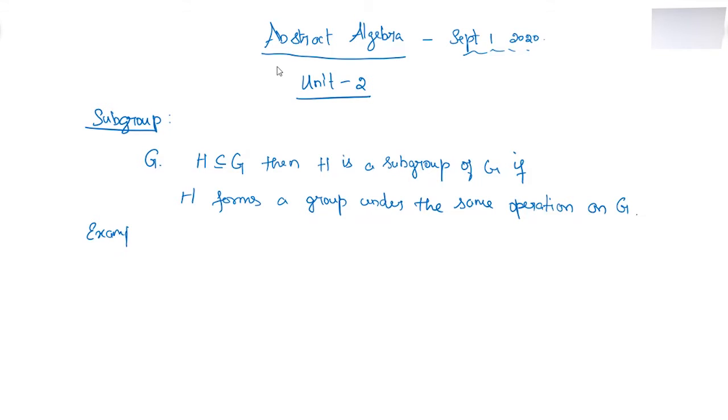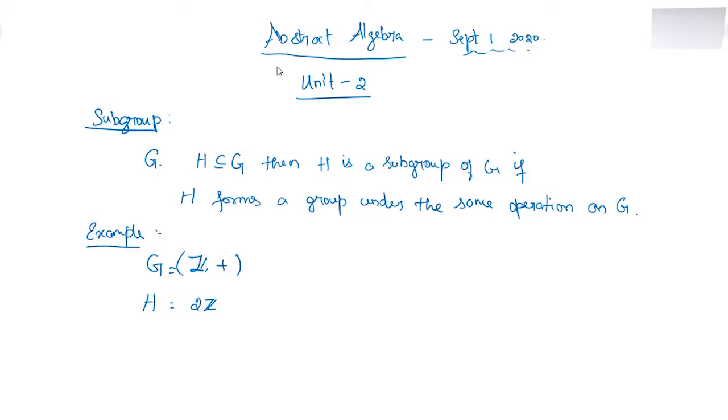Example: G is equal to Z plus, that is the set of integers under the operation plus. Now I am taking H to be 2Z, which is nothing but the set of all even integers. 2Z is multiplying 2 with all the integers Z, so the result will be even integers. So H will be a subgroup of G.